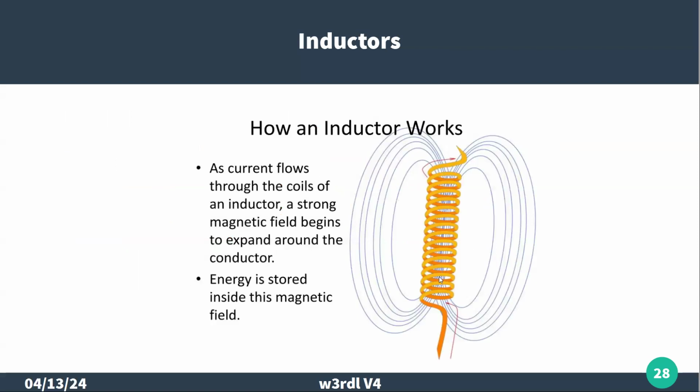This shows a typical solenoid coil, because it tends to be linear. As current flows through it, you get that magnetic field around the wire. Because it's coiled up, the magnetic fields concentrate in the center. So you have a higher concentration of magnetic flux in the middle of that coil than on the outside, and that's where most of the energy is stored.